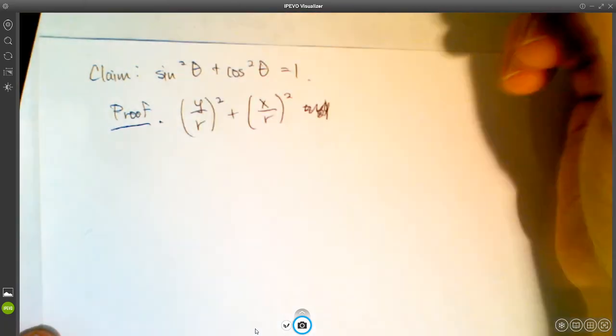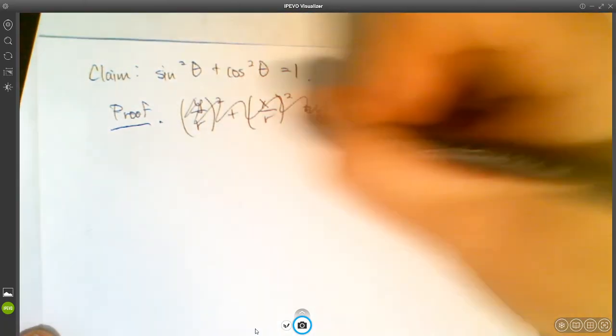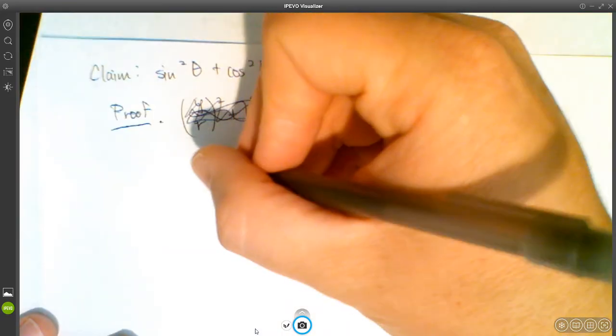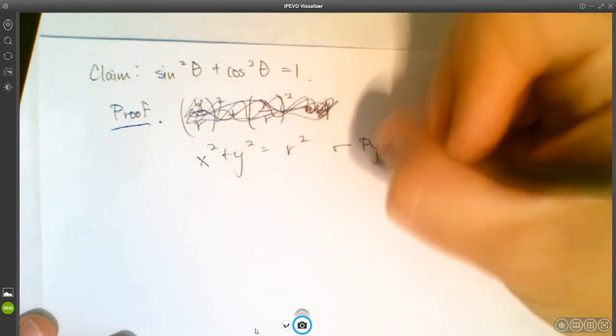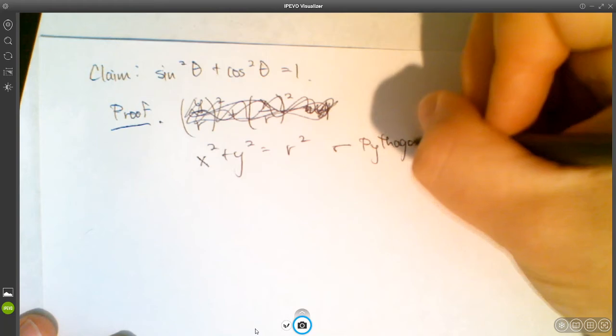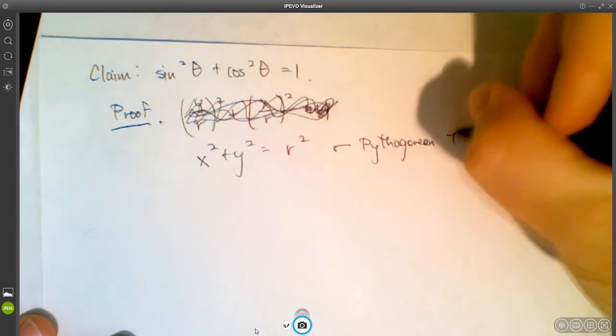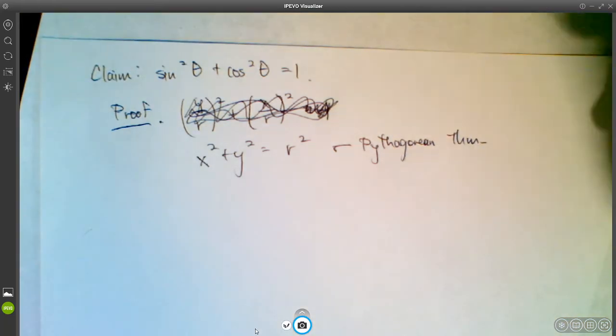Well, I kind of went about this backwards. Let me try again. Let me start over. Really what we would say is this: x squared plus y squared equals r squared. This is something that we know from the Pythagorean theorem.